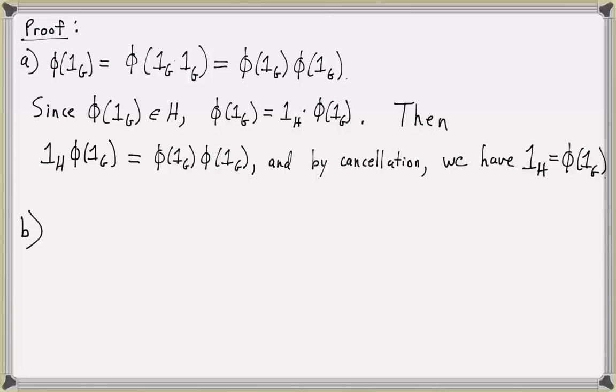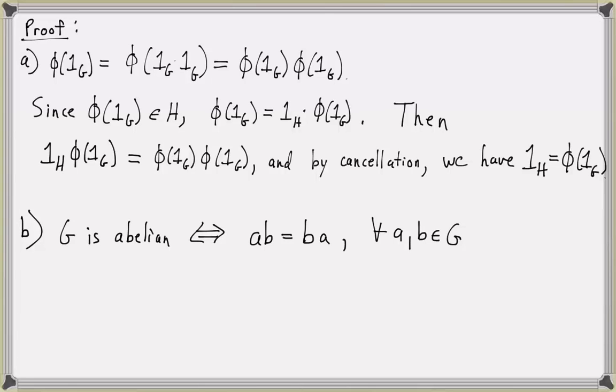Let's look at the proof of B, the fact that G is abelian if and only if H is abelian. Well, if G is abelian, by definition, that means that A times B equals B times A for all A and B in G. By applying the isomorphism phi, we see that phi of AB will equal phi of BA for all A and B.